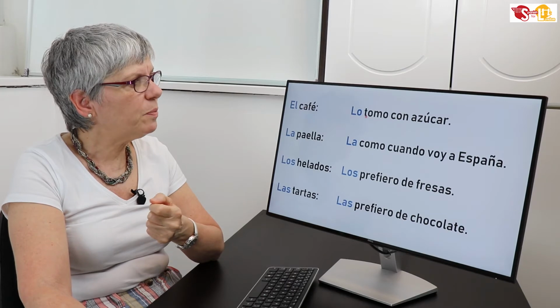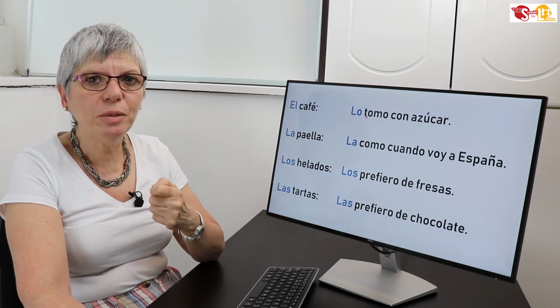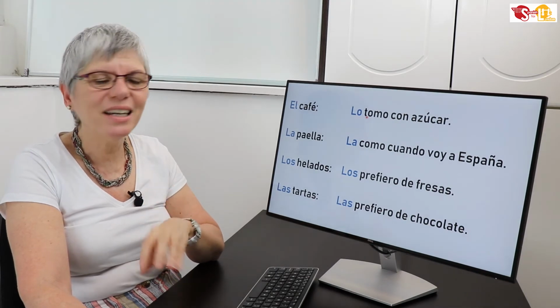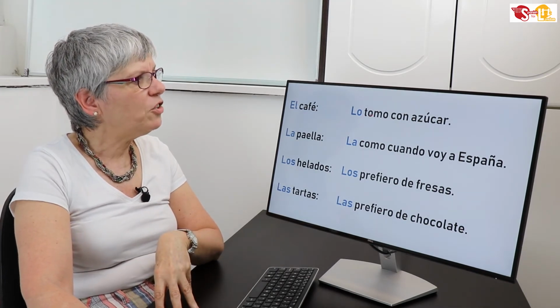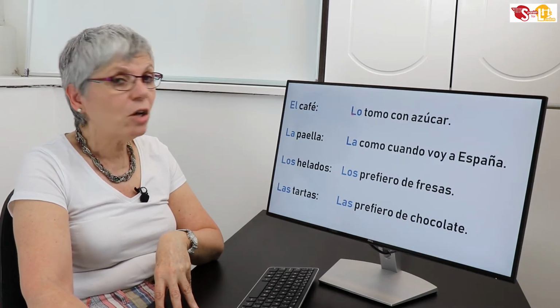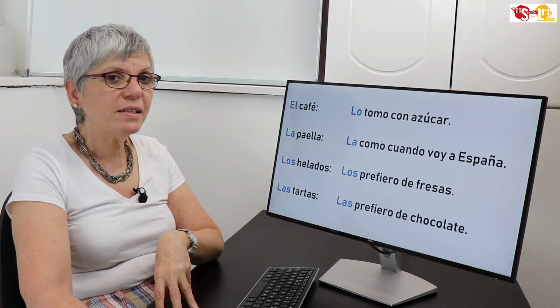But usually in Spanish we use tomar as a synonym for to drink. But literally tomar is to take. So, lo tomo con azúcar. I drink it with sugar. Okay, the it here is lo because el café is masculine.